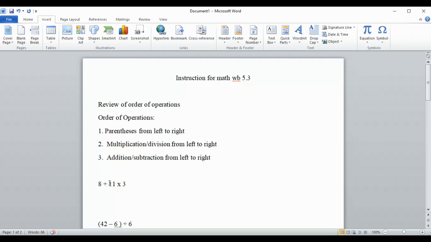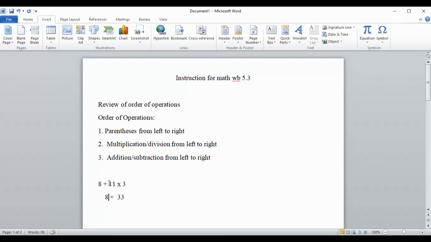So if we look at this problem, 8 plus 11 times 3, the first thing we're going to do is the multiplication. So we're going to multiply 11 times 3, and that's going to get us 33. And then we're going to do the adding, and we're going to add 8 to that.